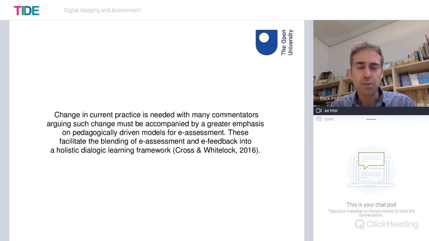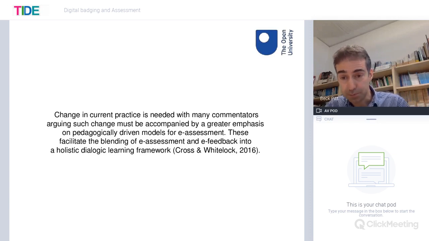One of the things that we found a couple of years ago, when we were doing a major piece of work producing a white paper here at the Open University, was that changing current practice is needed, with many commentators arguing that such change must be accompanied with a greater emphasis on pedagogically driven models for e-assessment. These facilitate the blending of e-assessment and e-feedback, very important, that second one, e-feedback, into a holistic dialogue learning framework.